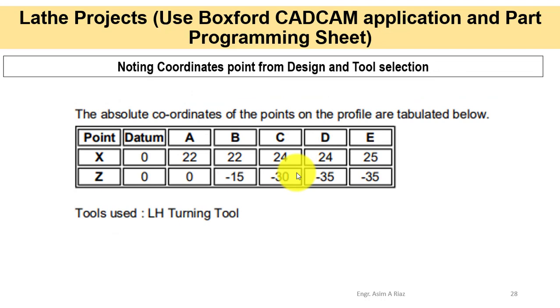This is the table which I have shown in the previous slides. The absolute coordinate system of the points and the profile are tabulated below. You should also do this activity to note the datum points as well as the nodes or corner points from the drawing, and then you have to decide the cutting tool, whether you are using a left-hand or right-hand cutting tool.